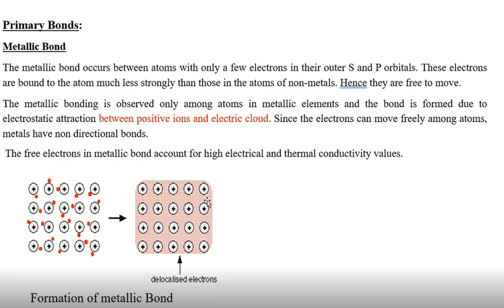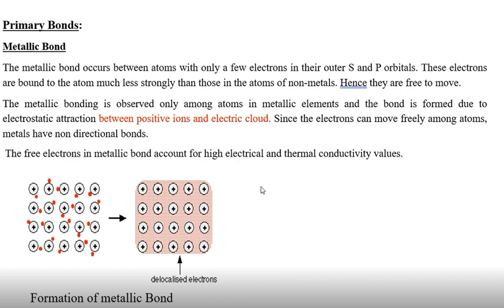So the metallic bonding is observed only among atoms in metallic elements, right? These are only in the metallic elements, metals. And the bond is formed due to electrostatic attraction between positive ions and electron clouds. So the electrons can move freely among atoms, right? So most of the time you can see metallic bonds inside the metals, right?